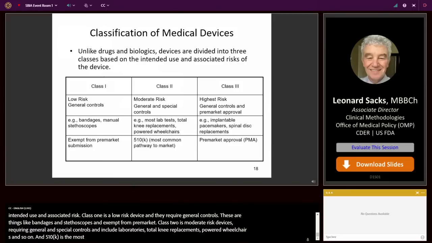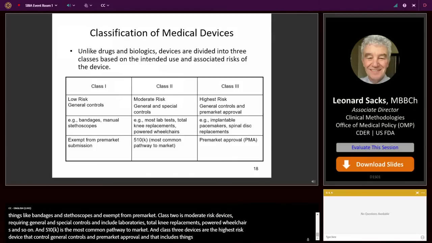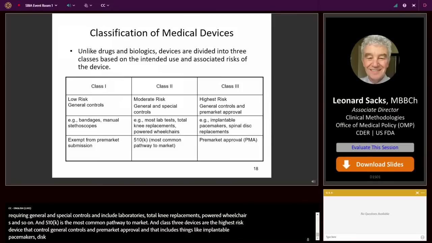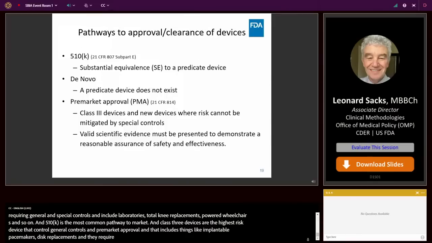And Class 3 devices are the highest risk devices. They require general controls and pre-market approval. And they include things like implantable pacemakers, spinal disc replacements, and they require a full pre-market approval package.